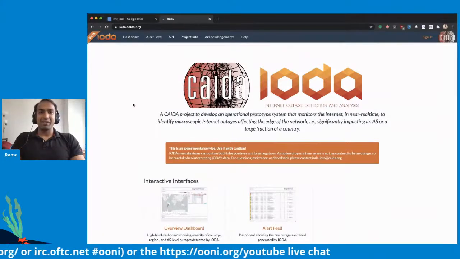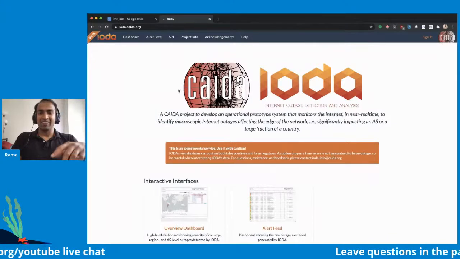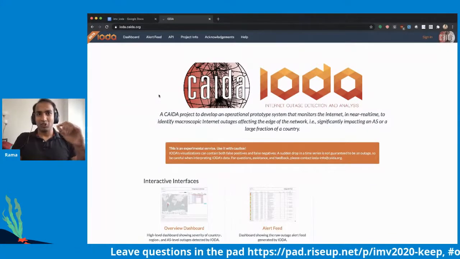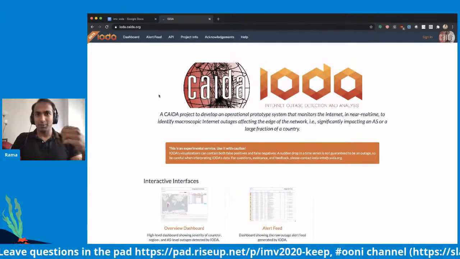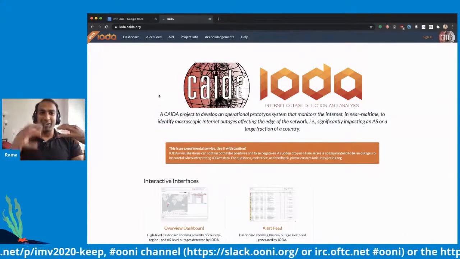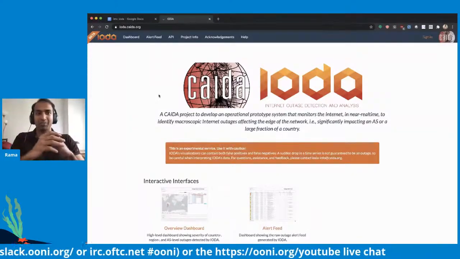Now, the idea behind IODA was actually conceived in 2011 when researchers at CAIDA studied large shutdown events in Egypt and Libya during the Arab Spring. Back in the day, it took us several months to obtain all that data and crunch through it and complete the investigation of these shutdowns.